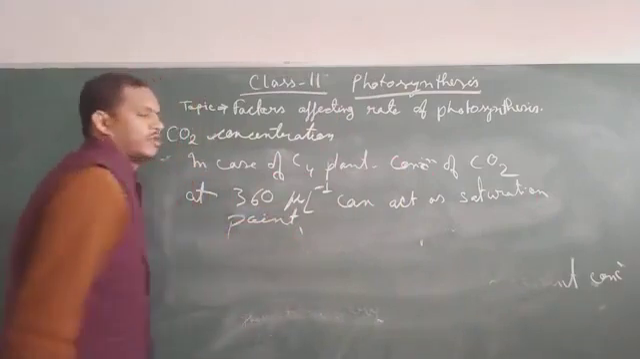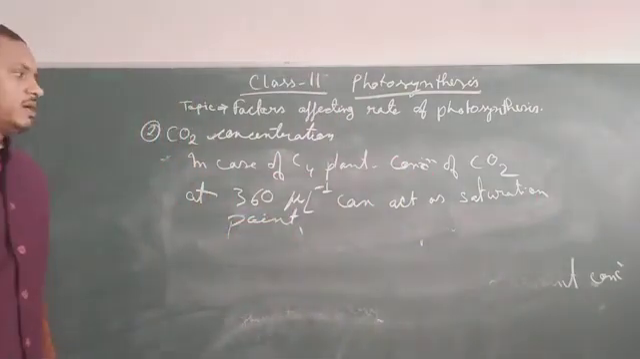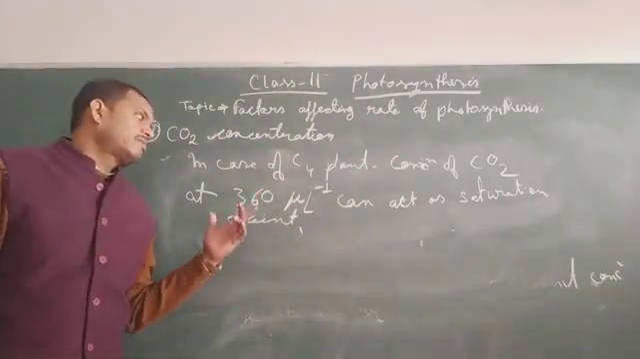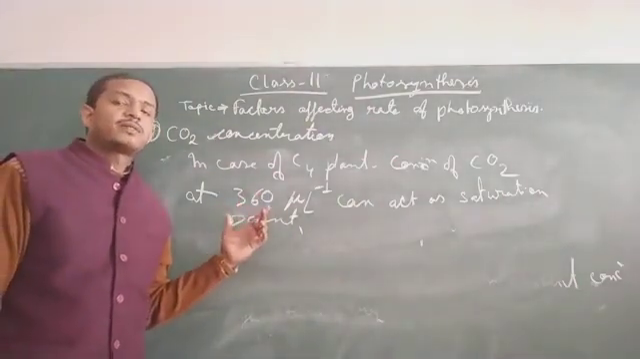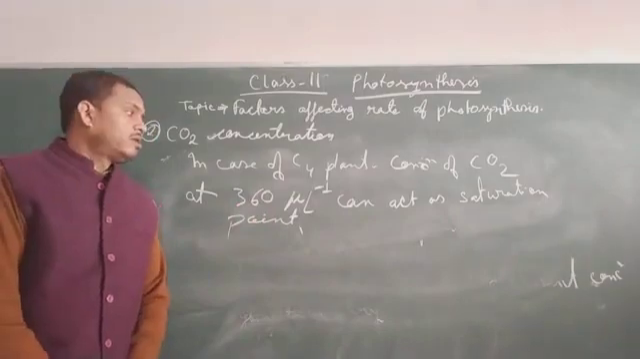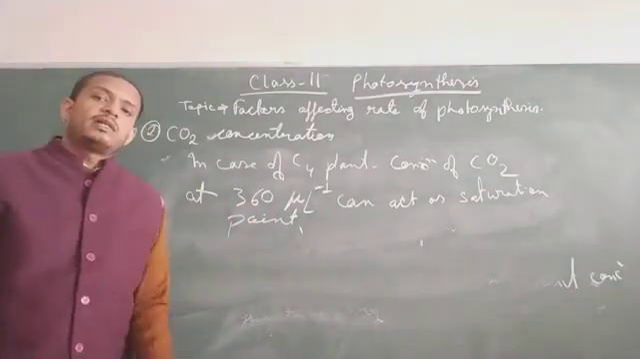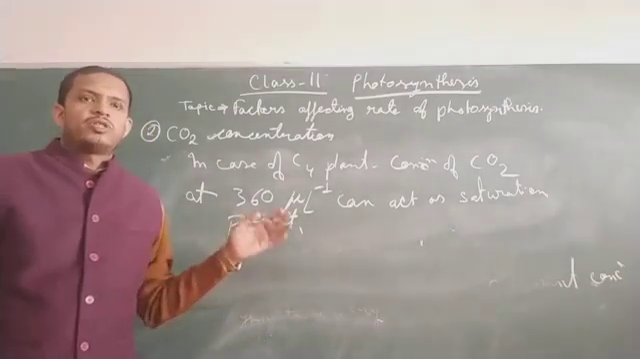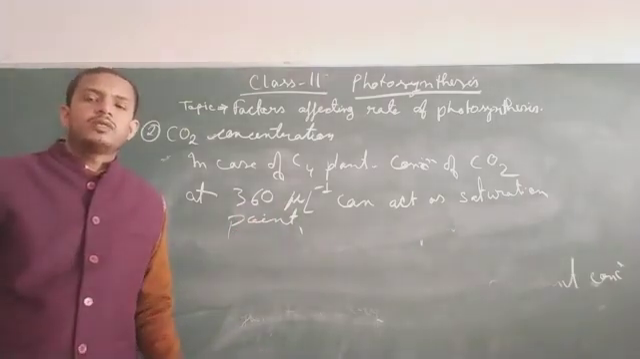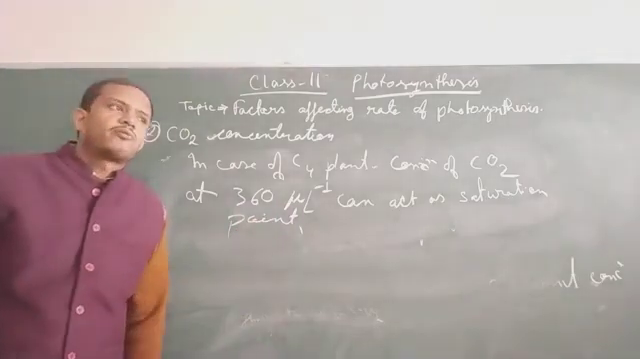This can act as the saturation point. It means that in the C4 plant, if the concentration or amount of carbon dioxide is 316 micro per liter, then that is going to be the saturation point. After this, there will be no further photosynthesis, meaning no conversion or reduction of carbon dioxide.